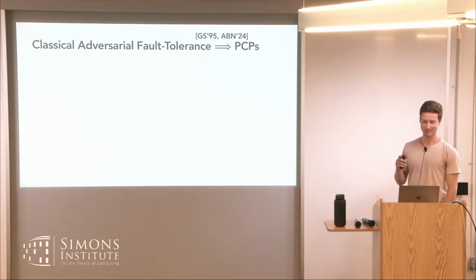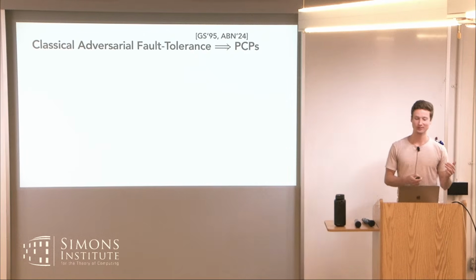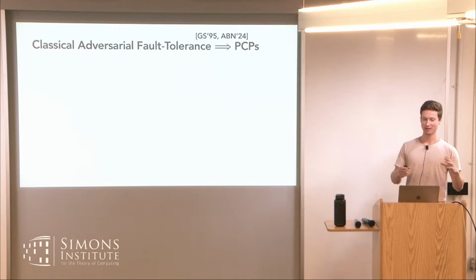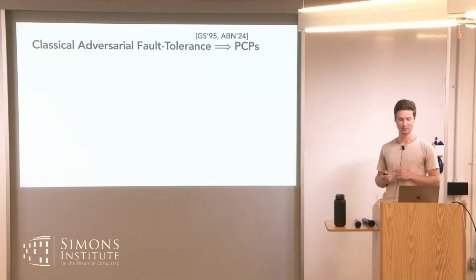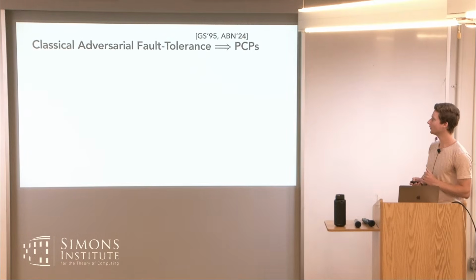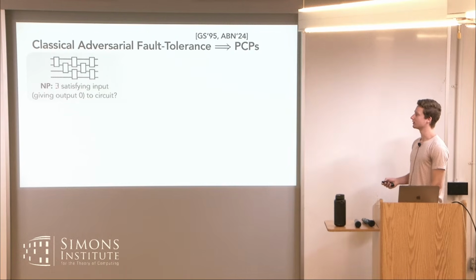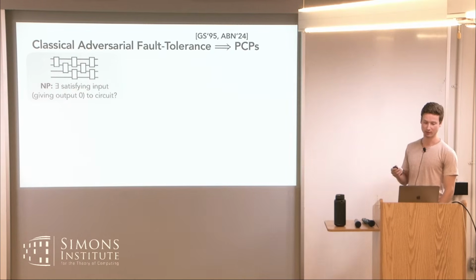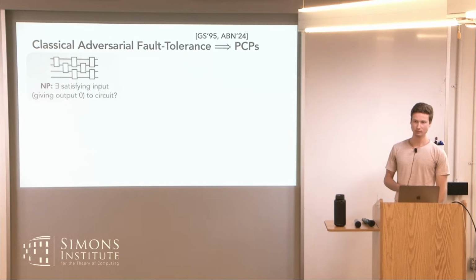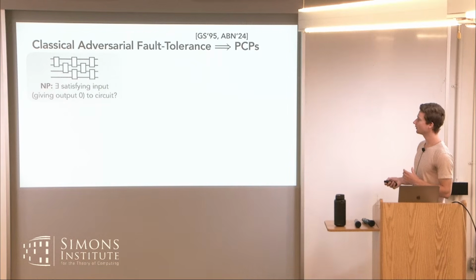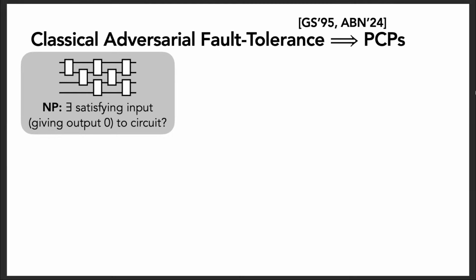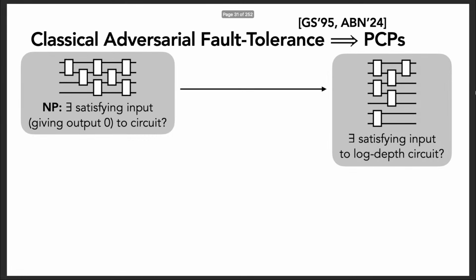So I will first describe how we can go from a classical adversarial fault tolerance scheme to classical PCPs. Then I'll describe the quantum analog of this, and the bottleneck in the quantum analog is this conjecture, which I'll describe. So how do we go classically? We start with the question: does there exist a satisfying assignment, an input to some circuit giving output 0? And we want to compile this circuit into a PCP proof that should convince us that there does or does not exist a satisfying assignment.